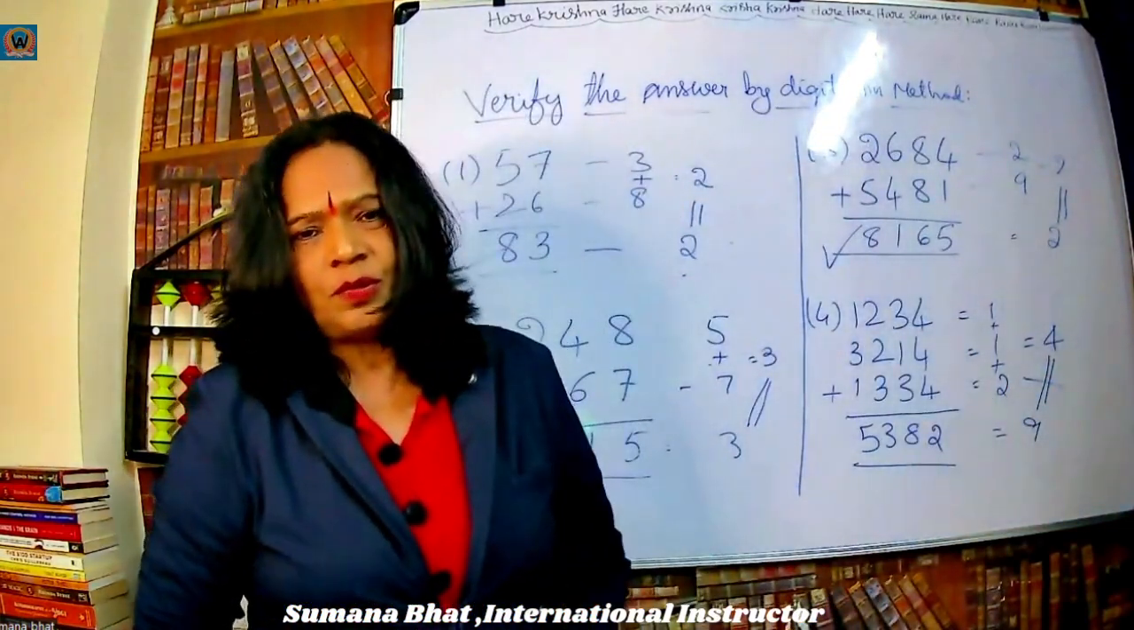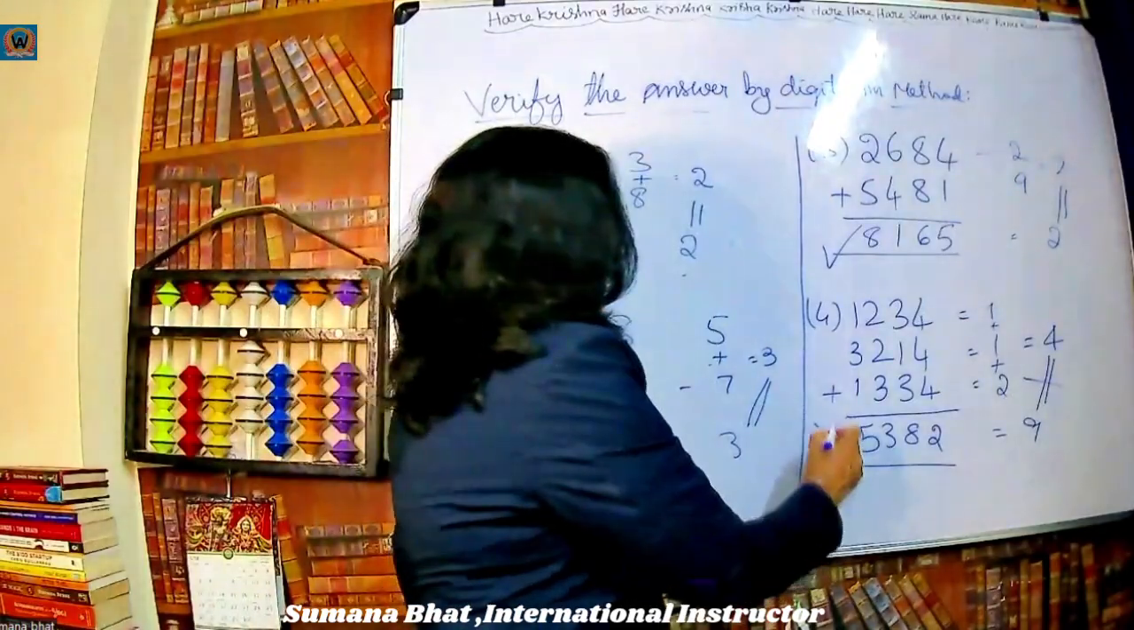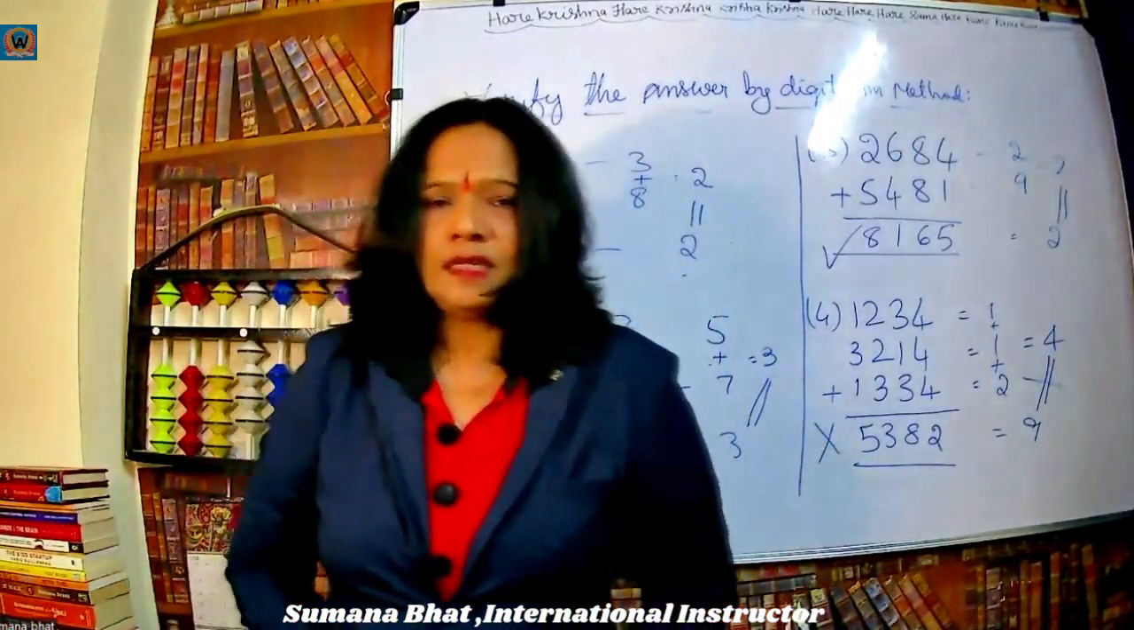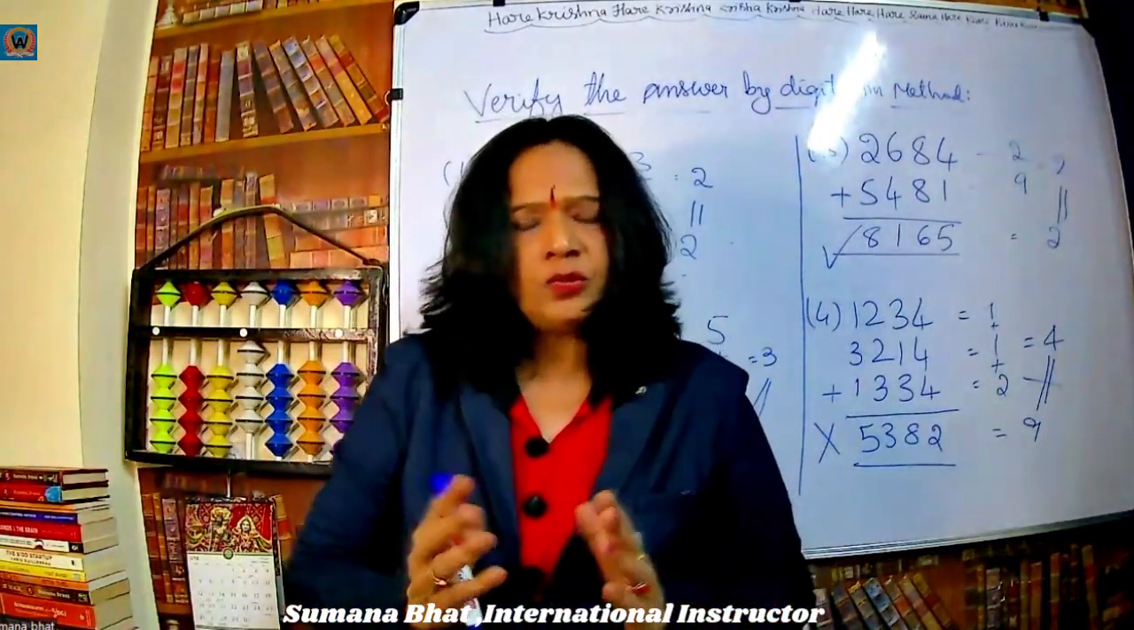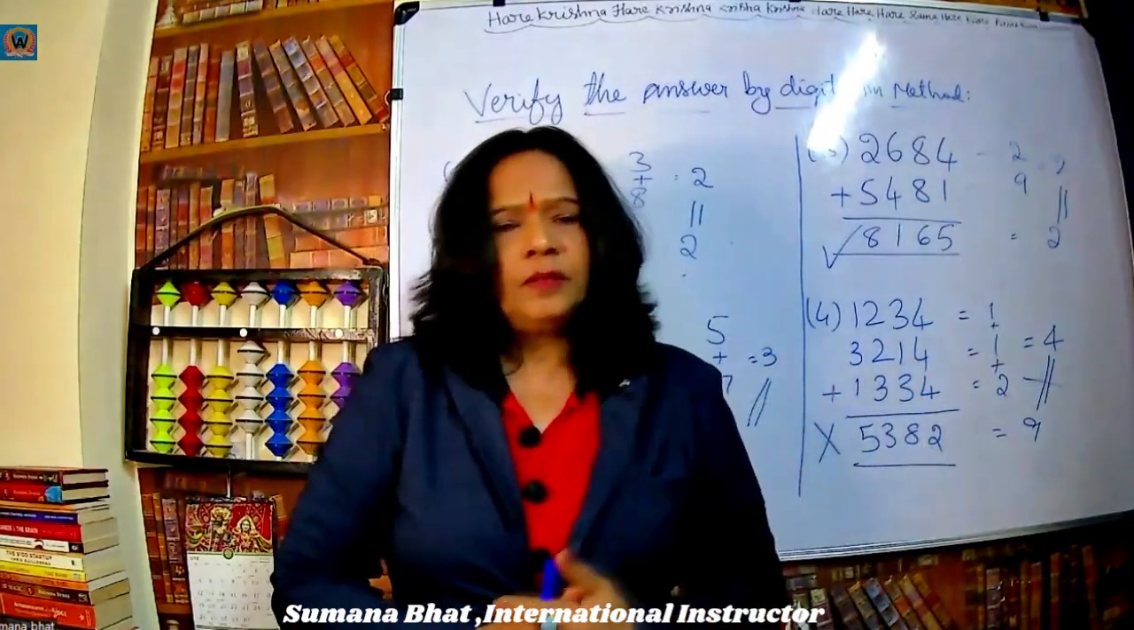4 is not equal to 9. So the given answer is not correct. In this way, we can use this digit sum for the verification.